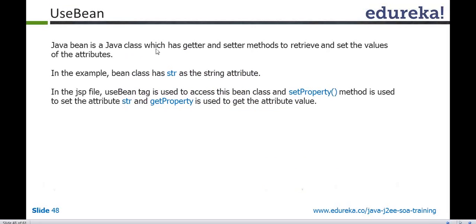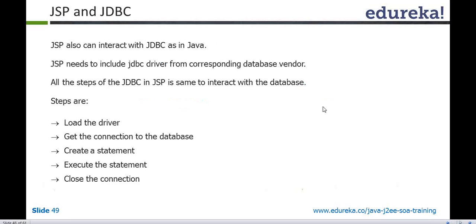A Java bean is a Java class which has getter and setter methods to retrieve and set the values of the attributes. In the example, the bean class has str as the string attribute. Right. So in the JSP file, the useBean tag is used to access the bean class, the setProperty method is used to set the attribute of str, and getProperty is used to get the attribute value. Okay. So that is useBean.